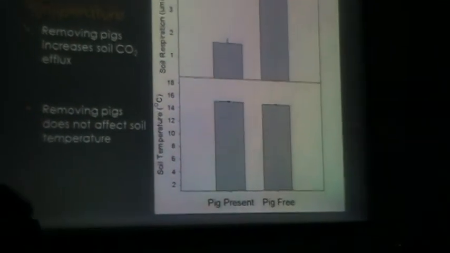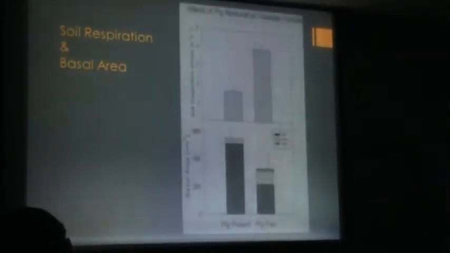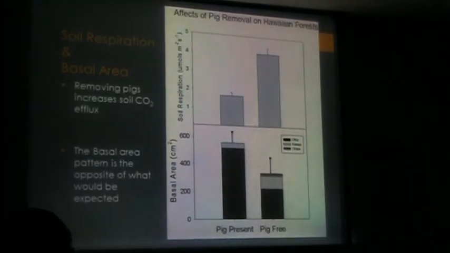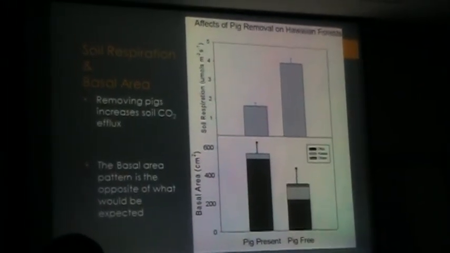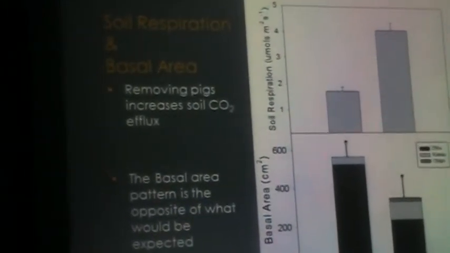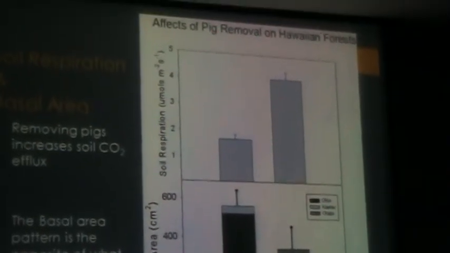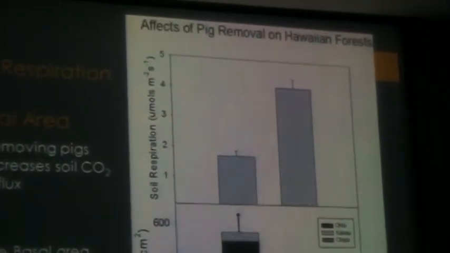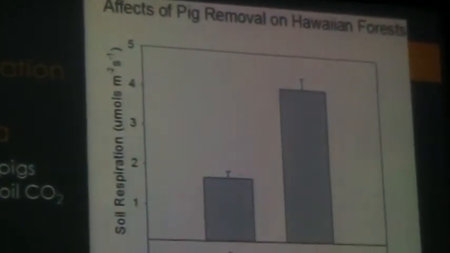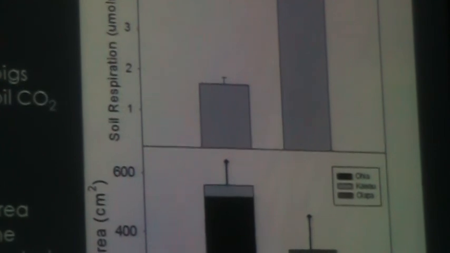And my last graph shows the basal area of native species in both pig present and pig free. We found that in the pig present, there's a lot of ohia, a major dominating species, rather than without pigs, there's more kopiko and olapa.